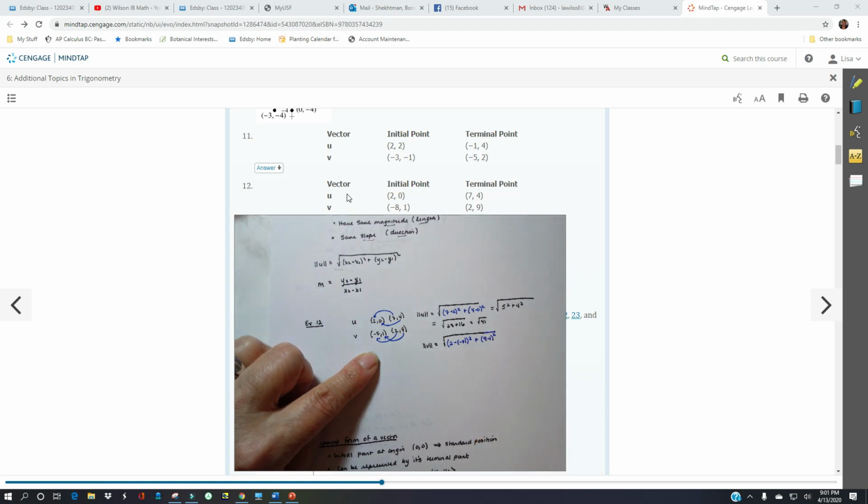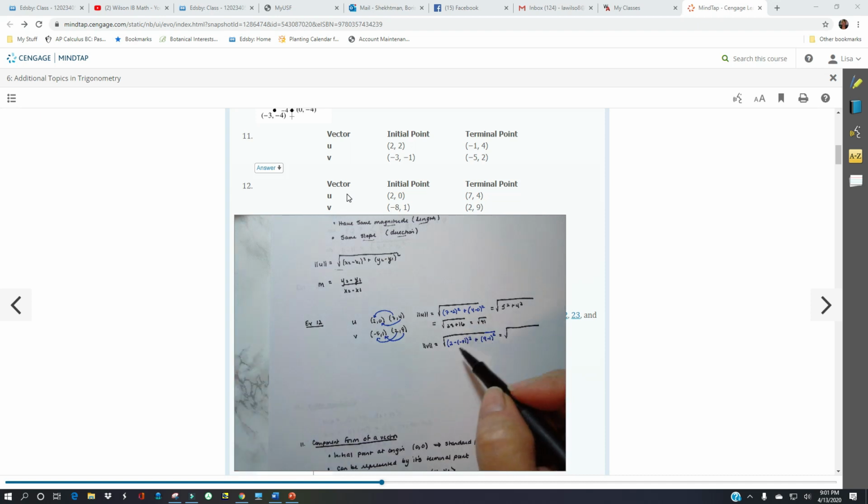And if I clean that up a little bit more, this is going to become 2 minus a minus 8. It's going to be 2 plus 8, so that's 10 squared. Plus 9 minus 1 is 8 squared. And 10 squared is 100, and 8 squared is 64. So I get the square root of 164. That's about 12.8. Right away, I can stop because the two magnitudes aren't even the same.